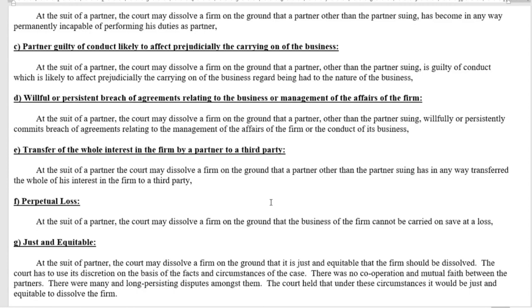The next one is perpetual loss. As you know, the partnership firm has come into being under some agreement, as we have seen under section 4.